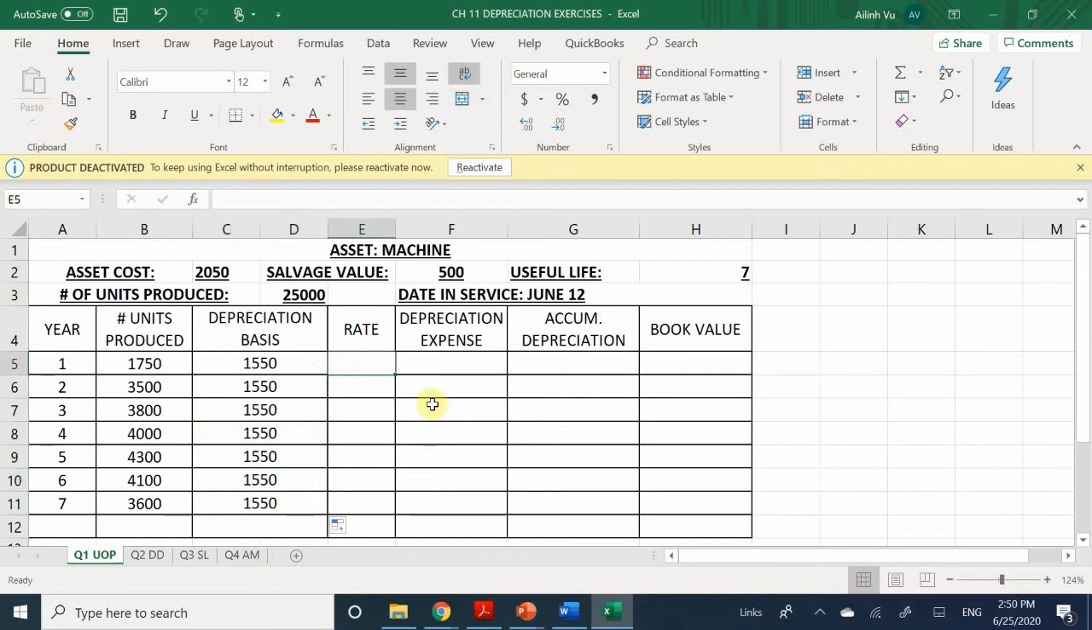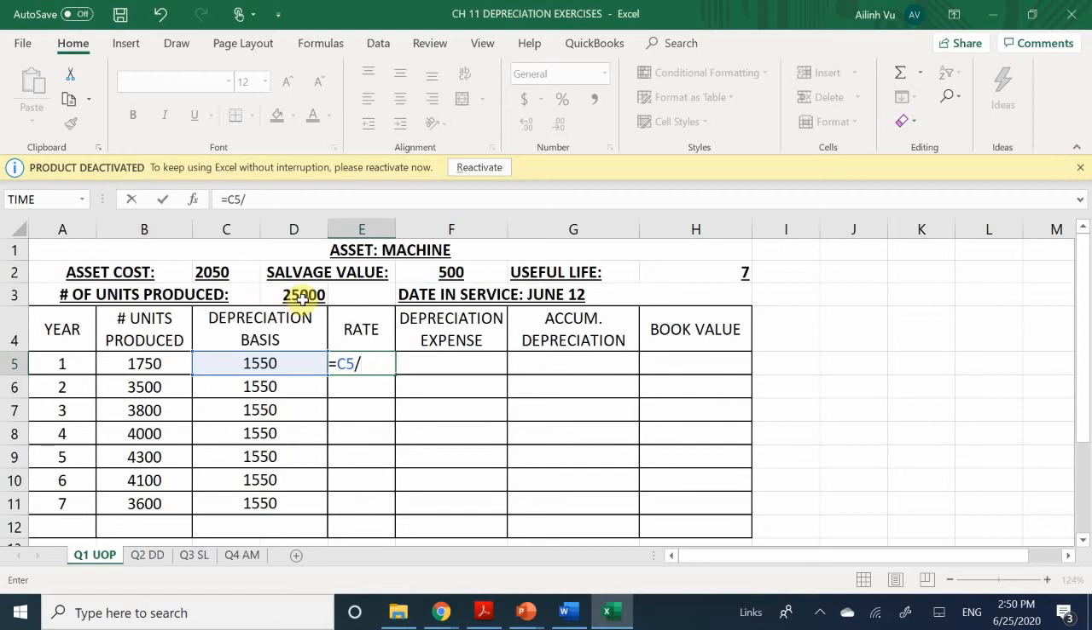How did you solve for it? What's the formula? The formula is my depreciation base, which is the 1,550, divided by the estimated production life. I'm looking over here at the units of production. Never mind. Let me do that again.